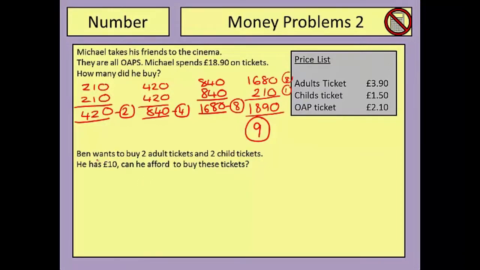In the second part of this question, Ben wants to buy 2 adult tickets and 2 child tickets. He has £10. Let's see if he can afford these. So an adult ticket is £3.90, and we've got 2 of those. A child's ticket is £1.50, and I've got 2 of those.